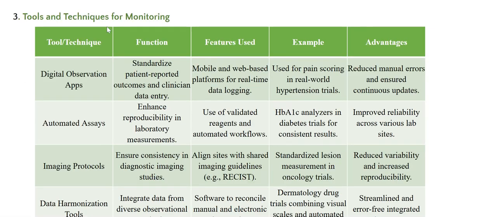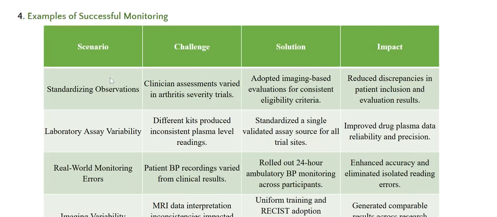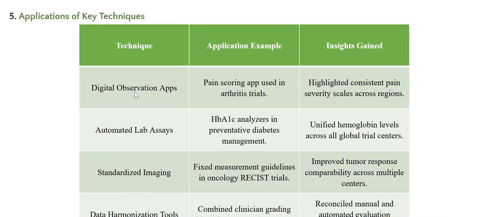Now we have a table on tools and techniques for monitoring: tool, technique, function, features used, example, advantages. As tools and techniques, we have digital observation apps, automated assays, imaging protocols, data harmonization tools, quality control systems. Table on examples of successful monitoring: scenario, challenge, solution, impact. Scenarios: standardizing observations, laboratory assay variability, real world monitoring errors, imaging variability, outdated measurement tools.